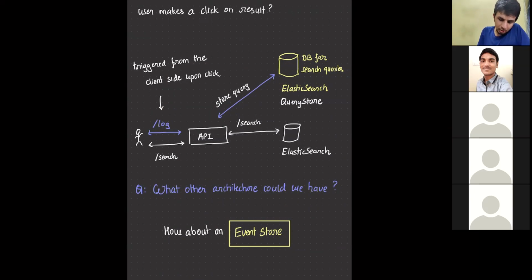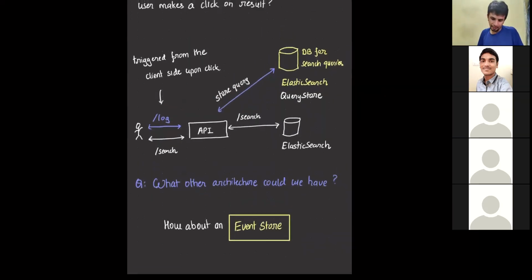So the flow would be that your user has made a search request, it goes to the API server, goes to Elasticsearch, and the results are returned. Then when the user clicks on one of the results, the client would make a call on /log, and then it would store the query in Elasticsearch. So this would be a new flow which would be added. Depending on when you would want to log it, that's when you would be taking this call. Depending on the requirements that come in, you would have to alter your systems accordingly. So always keep that in mind.